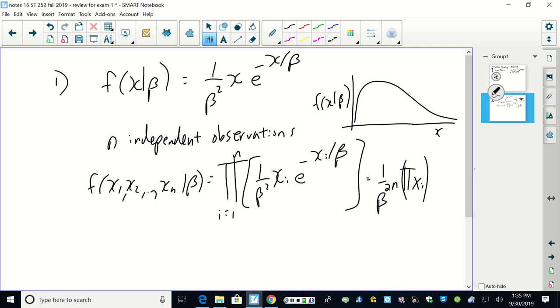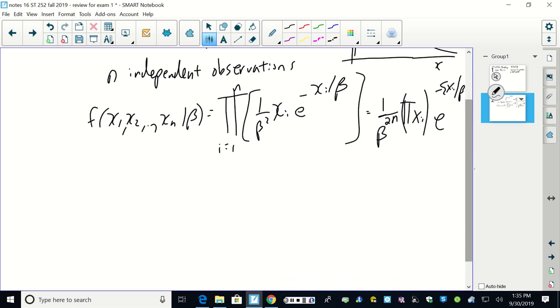And then there's minus x1 over beta in that exponent, and minus x2 over beta. So those get added together. So there's an e to the negative sum of xi over beta. Okay. Right, and we're going to take the logs of that thing and then differentiate. Work out, right?